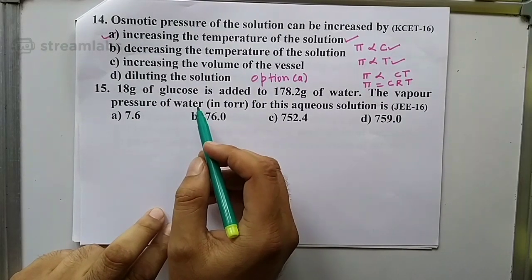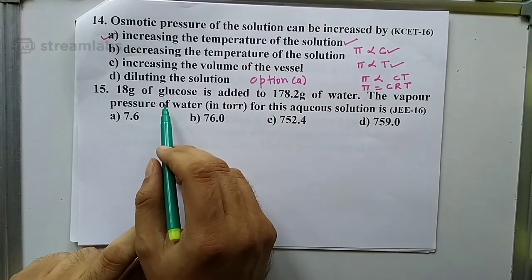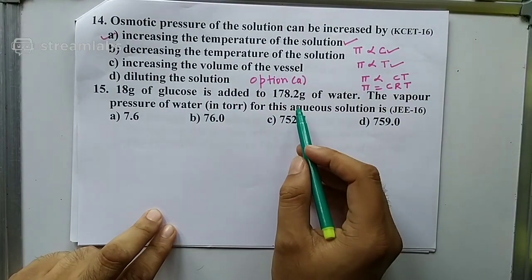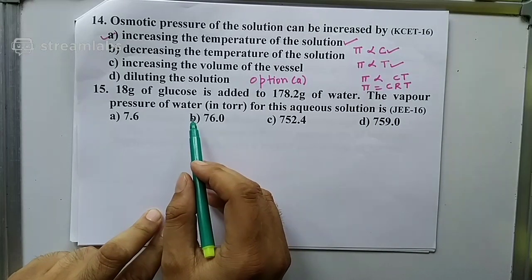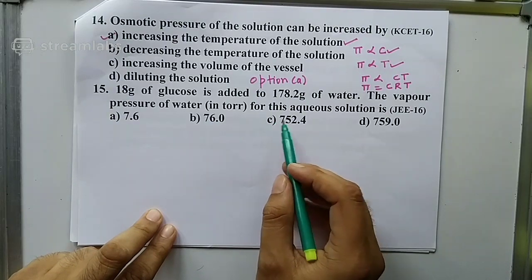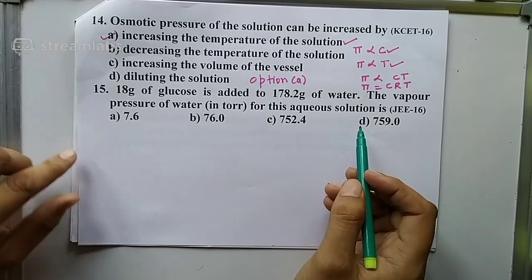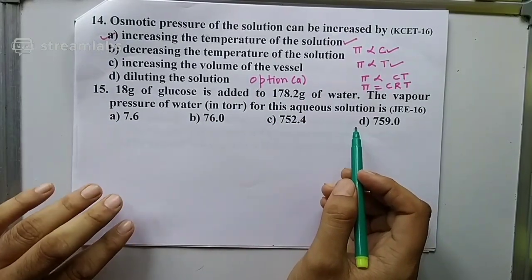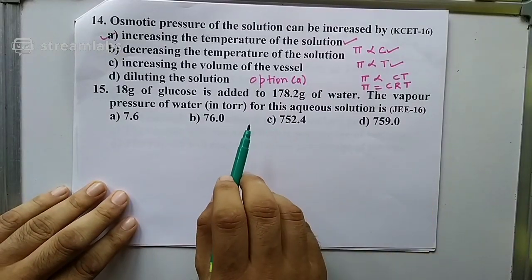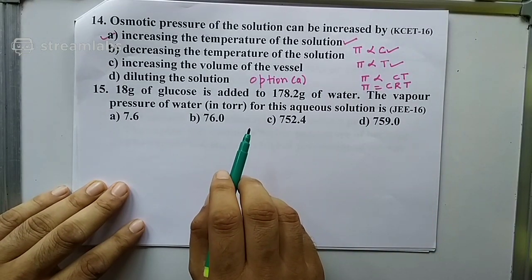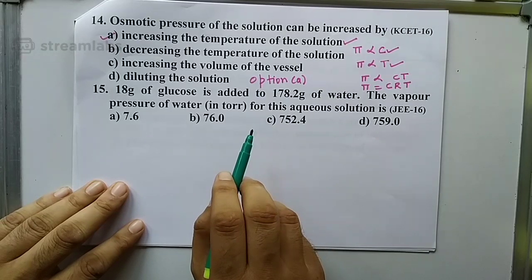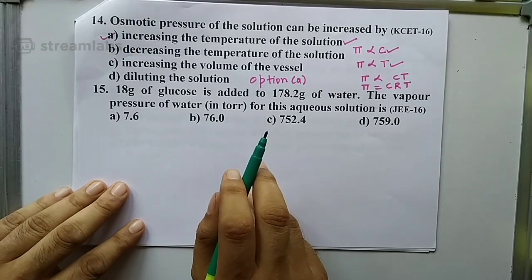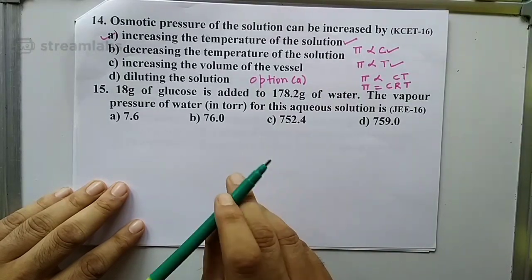18 gram of glucose is added to 178.2 gram of water. The vapor pressure of water in torr for the aqueous solution is. This question is related to relative lowering of vapor pressure, and one thing we need to assume is the vapor pressure of water at 100 degrees Celsius. It is not mentioned as 100, we need to consider it as 100 or else you cannot solve the problem.